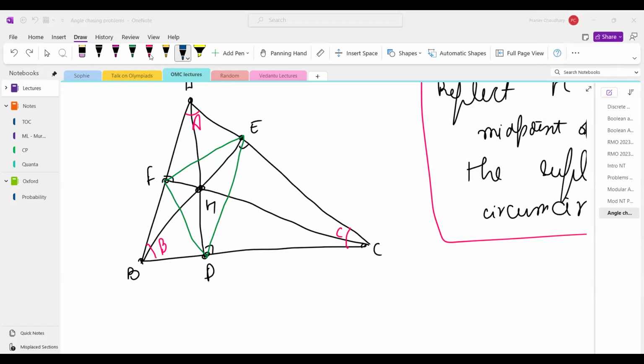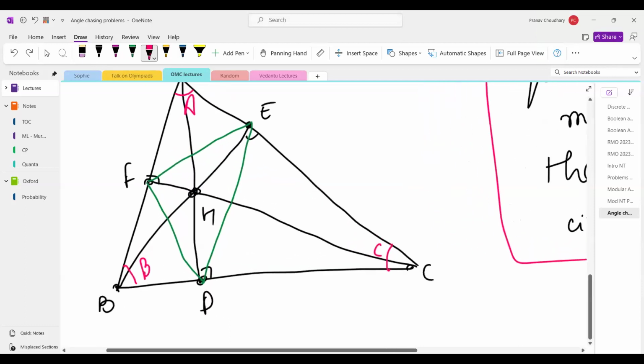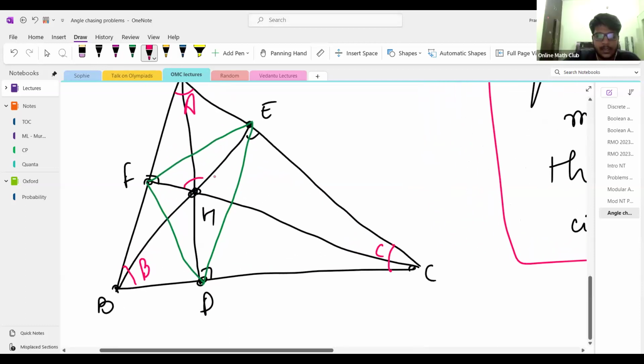Because there are three cyclic quadrilaterals because of the right angles. So you get this angle, this angle, and this angle. I'm not writing what it is. Like, you know that you can find it out. Okay.